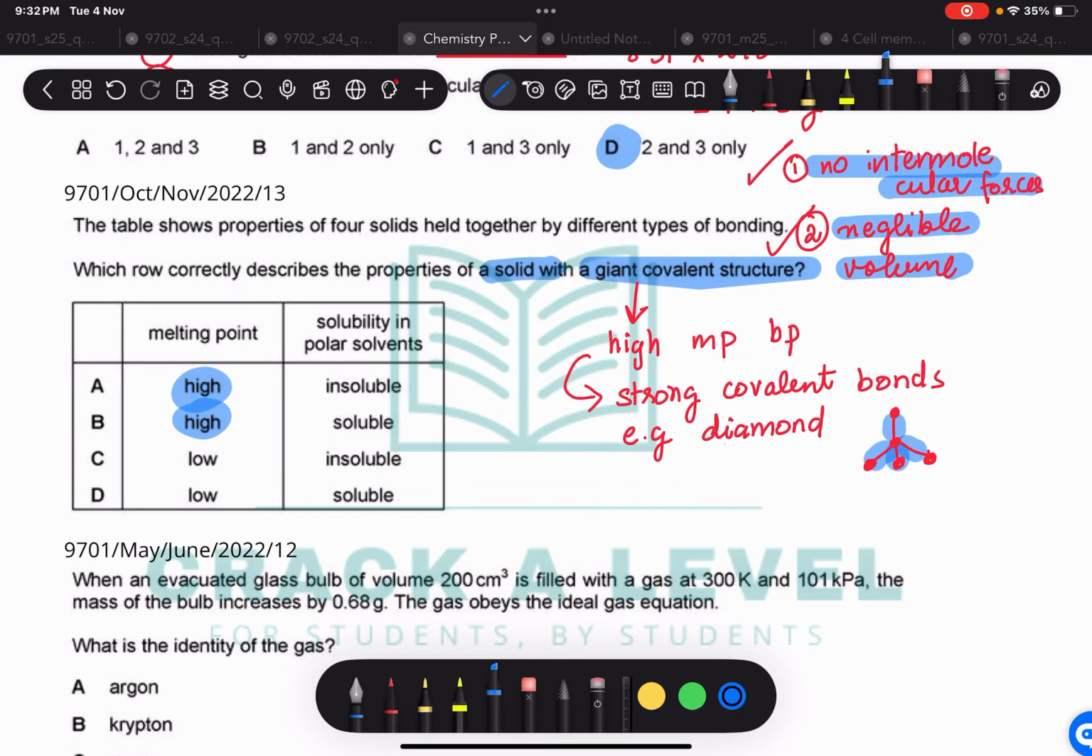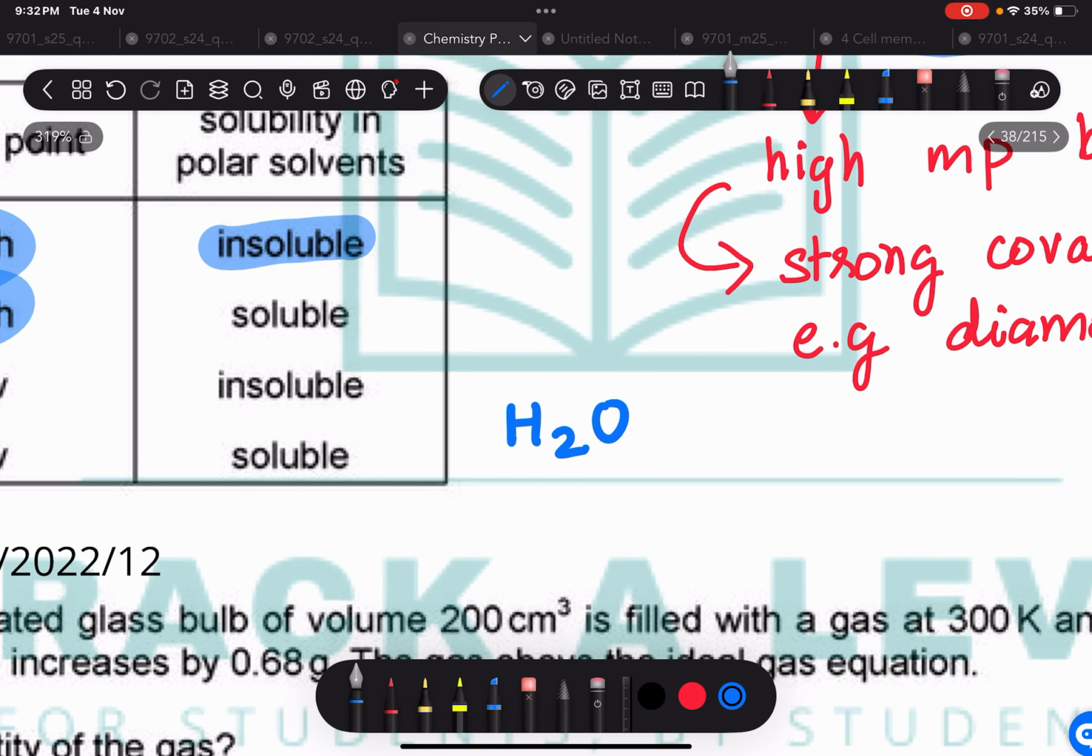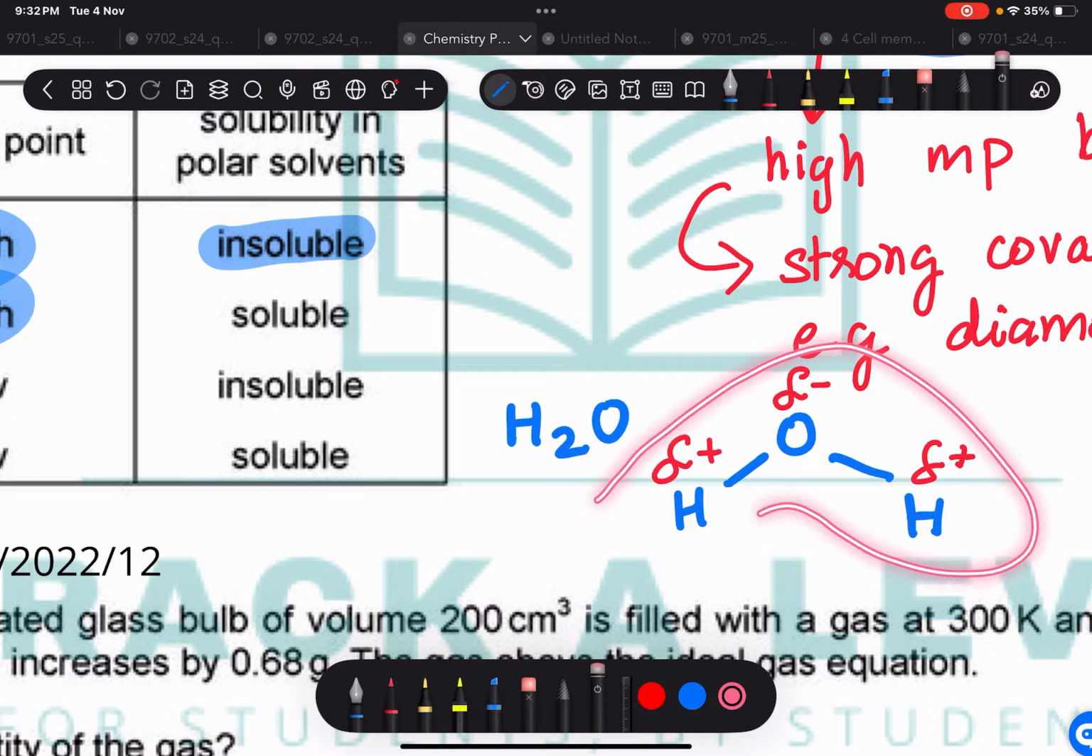Solubility in polar solvents: they're going to be insoluble even in polar solvents. Because what is a polar solvent? Water is a polar solvent. H2O has oxygen with hydrogen attached to it. A polar solvent means you have a partial positive on hydrogen and a partial negative on oxygen. Water is a polar solvent because it has permanent dipoles. So if you add diamond to water, it's not going to dissolve.